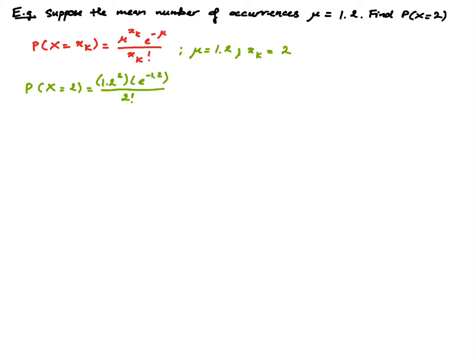Now I'm not going to work out the math here, but if you punch this into your calculator, you should get 0.2169 as your answer. So the probability that x is equal to 2 is 0.2169.